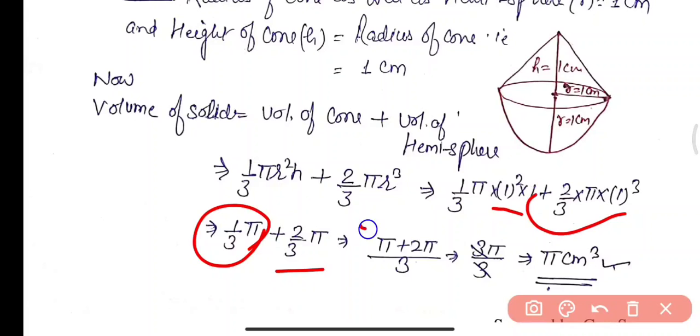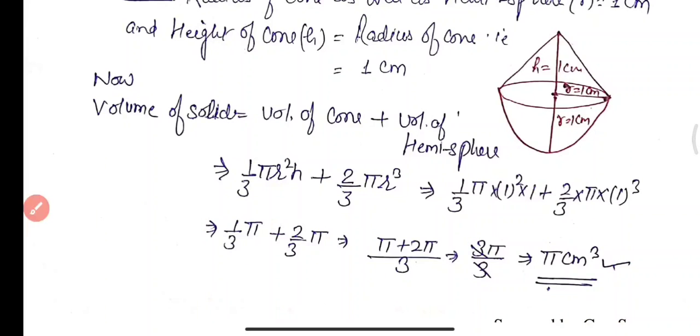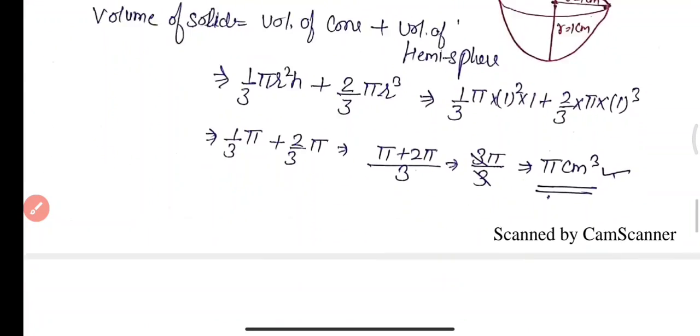So now taking the LCM we will get 1 plus 2 pi by 3, and this will be 3 pi by 3, and the 3s will cancel. So this will be pi cubic centimeter. This is all about question number 2 and worksheet number 58.